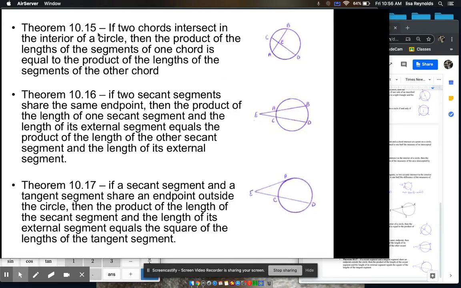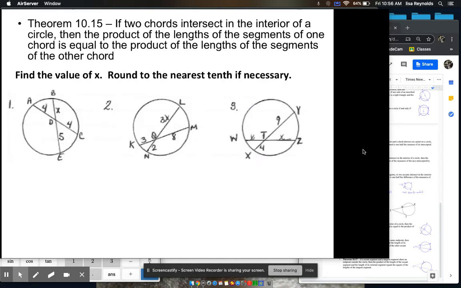So we're going to work with three theorems. One of them deals with the lengths of two chords. The other one deals with the lengths of two secant segments. And then the last one deals with the length of a secant segment and a tangent segment. So first we're going to work with theorem 10.15.